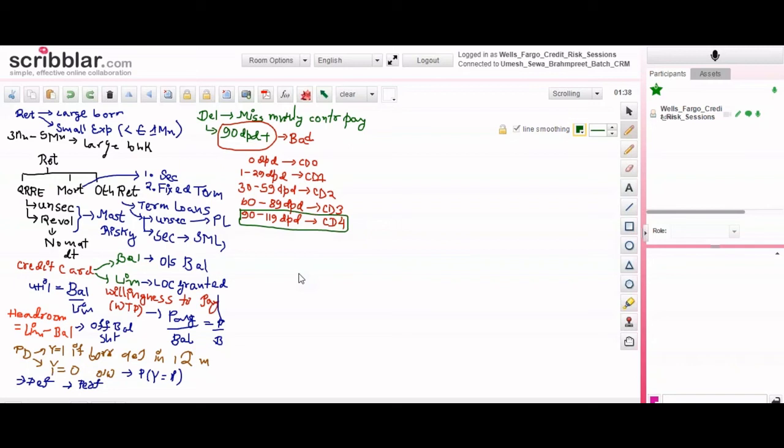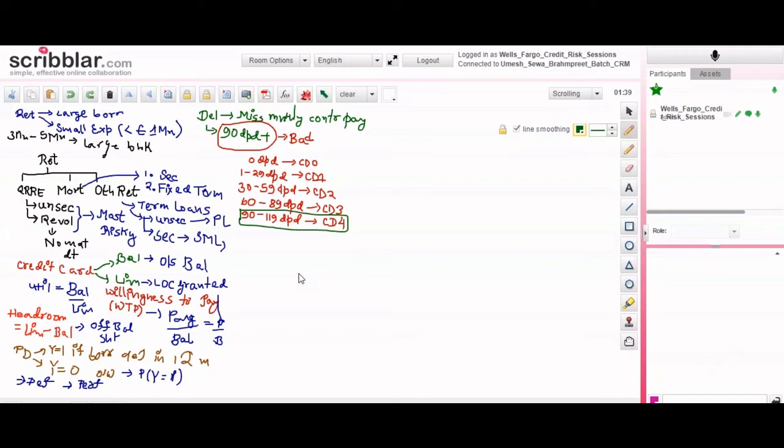The moment the account has been continuously delinquent for 90 days or more, it hits the CD4 bucket. The moment it hits the CD4 bucket, this is where the borrower becomes a defaulter. So let's say standing as on Jan 2016, I want to know whether a particular account in my books would default in the next 12 months or not. If in the next 12 months, that is between February 2016 to Jan 2017, there has been at least one event where he has been 90 days plus due, you know that this is the point where the borrower is a defaulter.